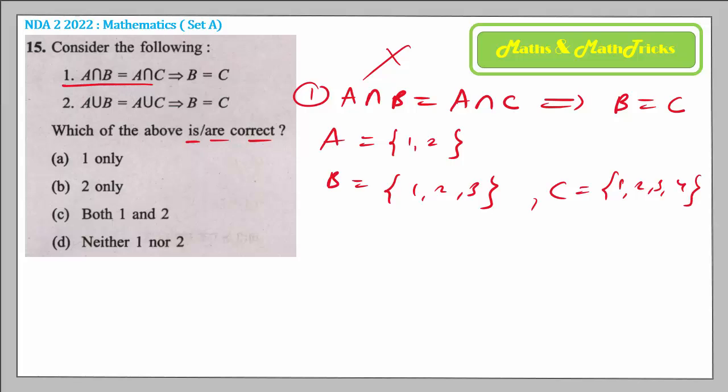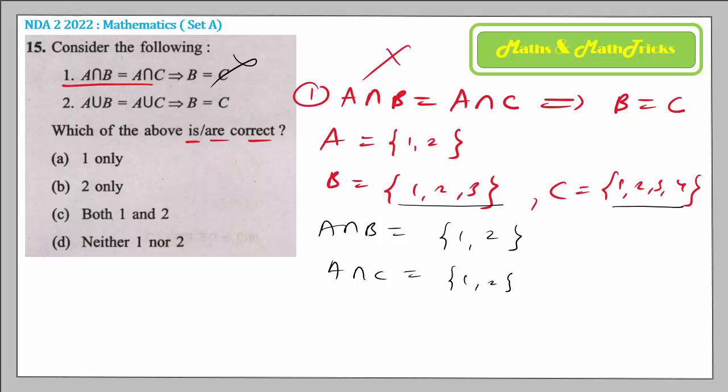So you can see, what is A intersection B here? A intersection B is 1 2. Right? What is A intersection C? Again 1 2. But did you see that B is equal to C? No, right? That's why the first one is wrong. Similarly, you can establish the second one is also wrong, taking a suitable example. You can do the theoretical proof, but if you don't know the theoretical proof, you can always try for a counter example, like I was explaining to you, that I took a counter example to counter the statement, because it's not true for all the sets.